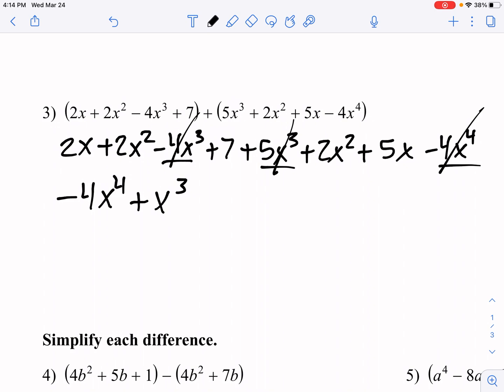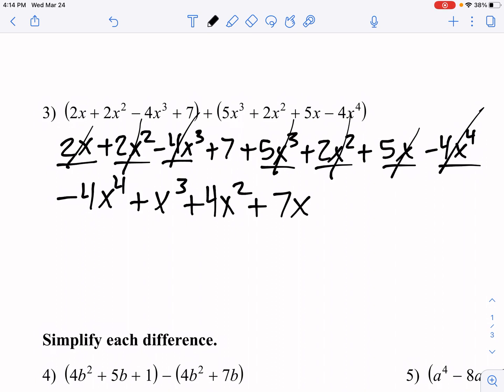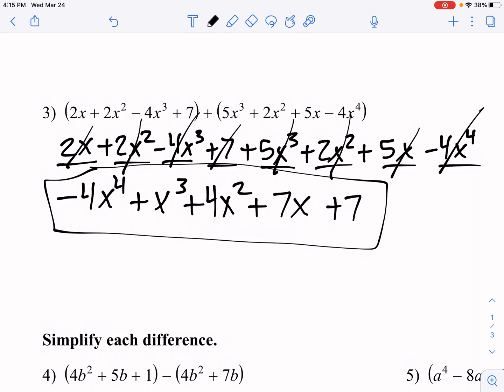Okay. Then the next highest exponent I see is the x squareds. So we have a 2x squared and a 2x squared, which makes 4x squared. Then the next highest one I see are the x's. 2 plus 5 is 7x. And then the last one I see is the 7, and there's nothing to combine it with, so it's just plus 7. Okay? So this would be our answer simplified.